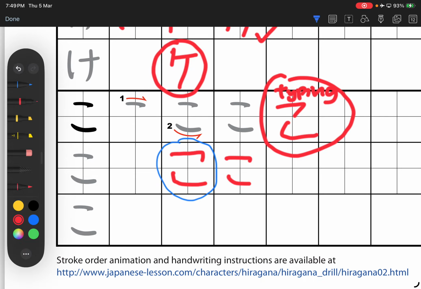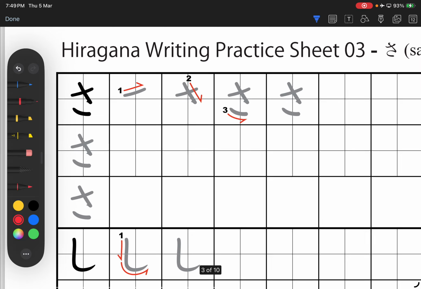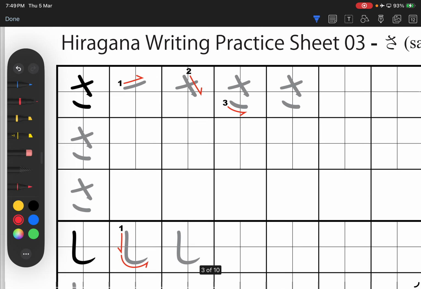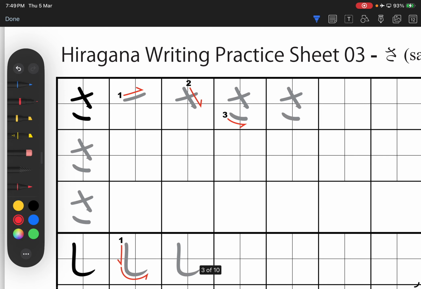Okay. Good. Move on. We have sa. Okay. So this guy is very simple, similar to the ki. Just one line slanted up, another line cut through in the middle, and then one smiley face at the bottom. Okay, so this is sa. Okay, we can carry on with the next one.